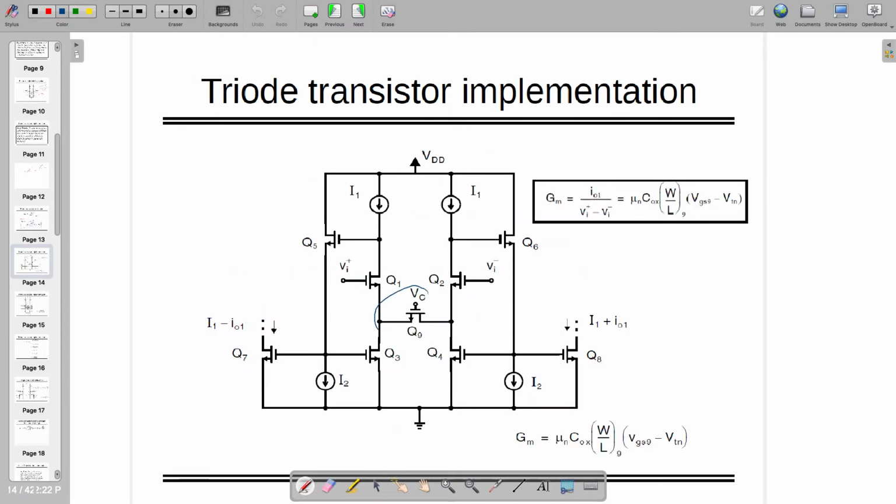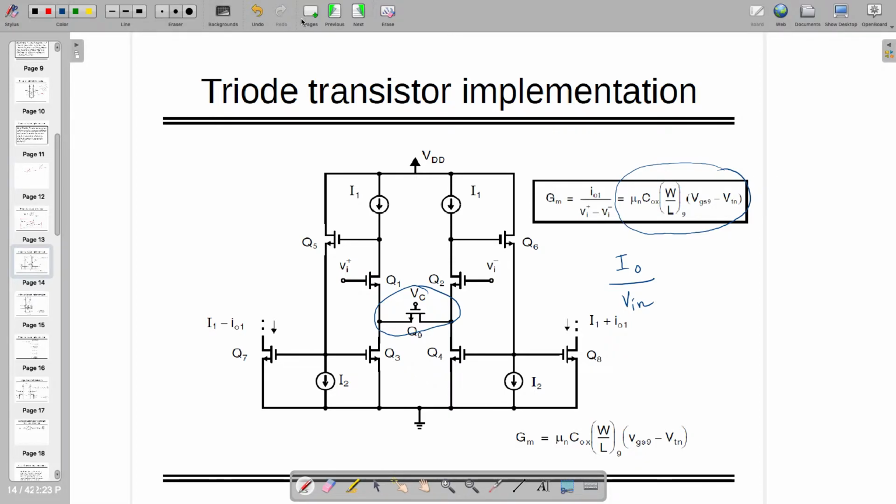So this is one circuit where this transistor has been kept with some voltage called VC, through which you can tune and find out what IO by Vin is, right? That will be equal to the one which has been given.